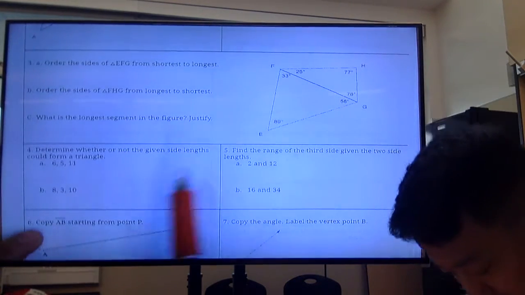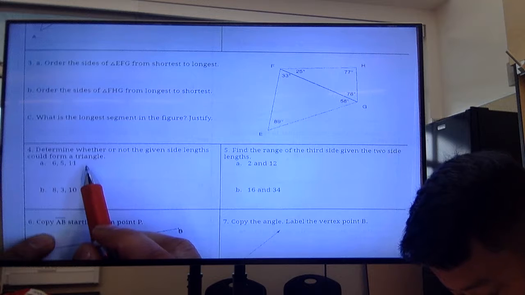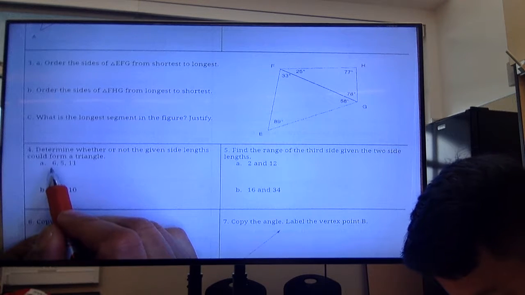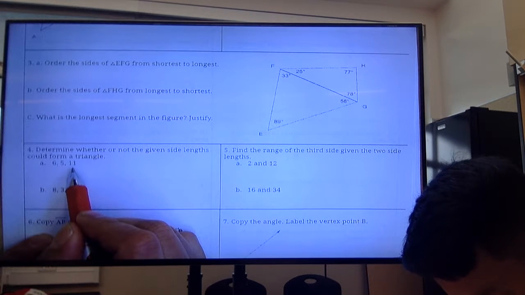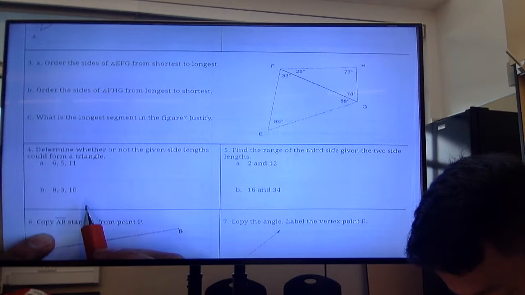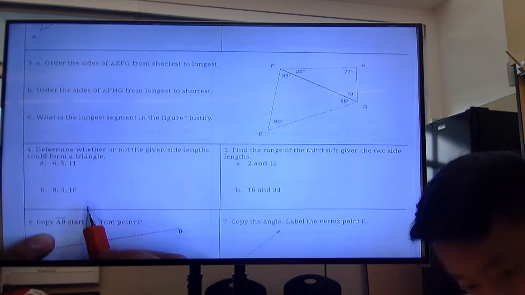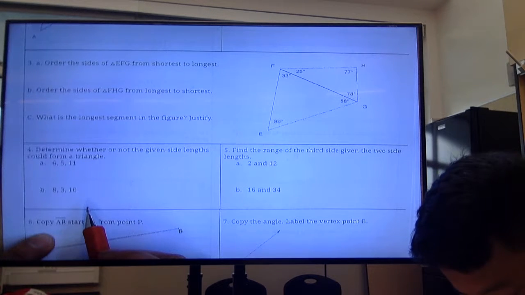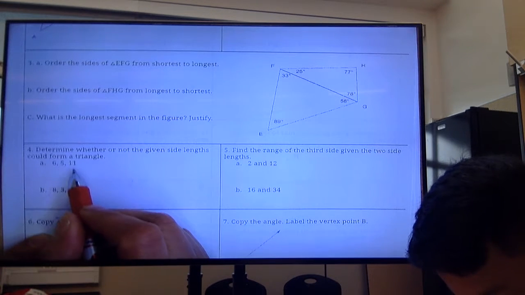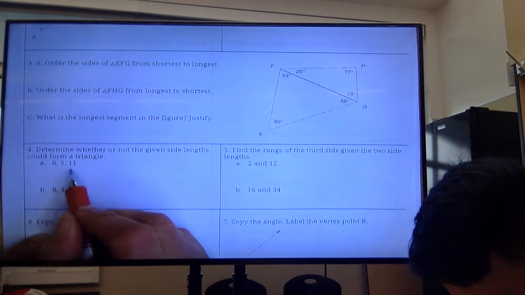Let's look at number 4 and number 5. In number 4 it says determine whether or not the given side lengths would form a triangle, and we have 6, 5, and 11. We know that any two sides of a triangle have to be greater than the third side. So since 6 plus 5 equals 11, and 11 equals 11, this would not make a triangle.